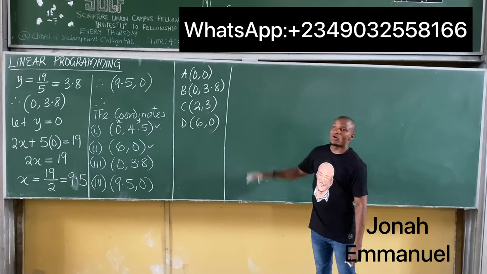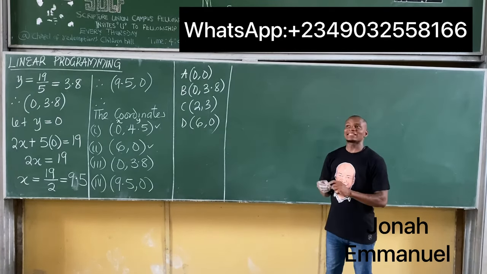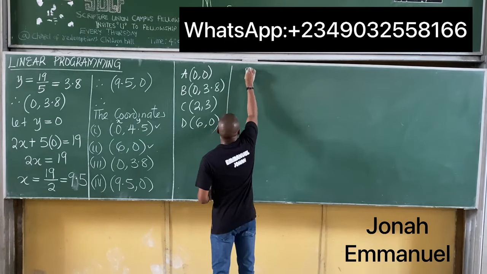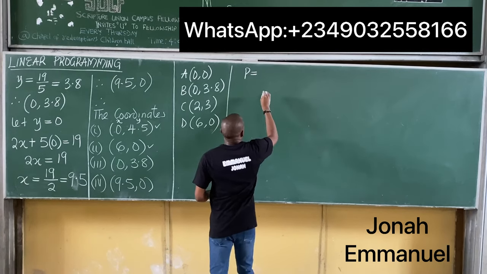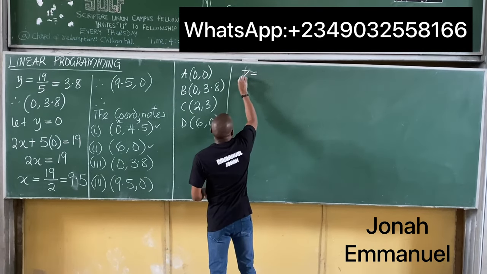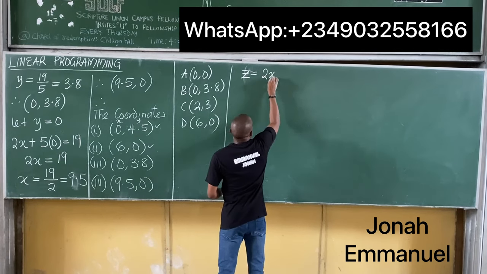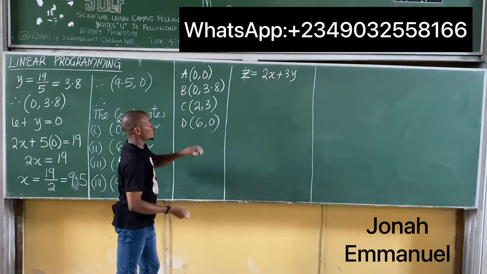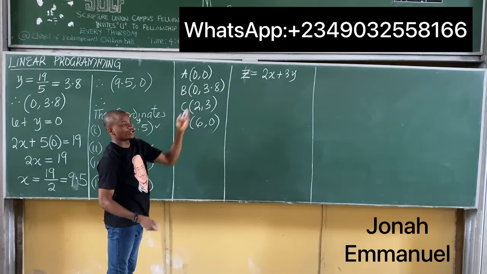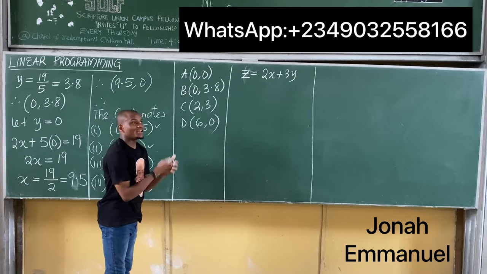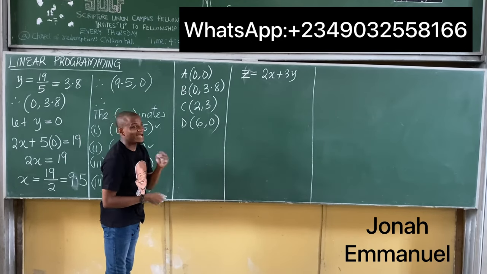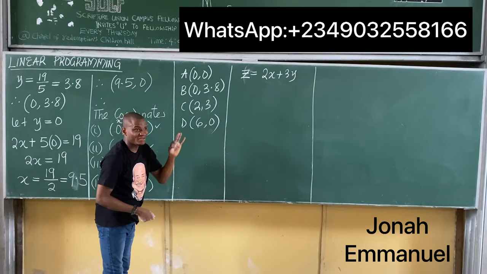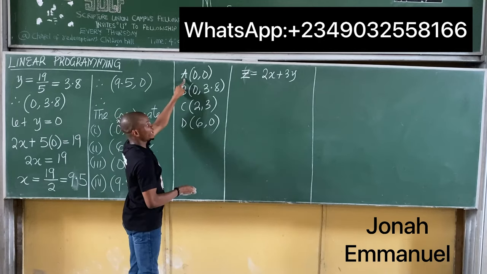When we get these coordinates, what's next? One last step. Recall the objective function. Z is equal to 2x plus 3y. Your next task is to put each of these coordinates into this one here. The one with the highest value is what will maximize the profit. The one with the least value is what will minimize the profit. So start with this.